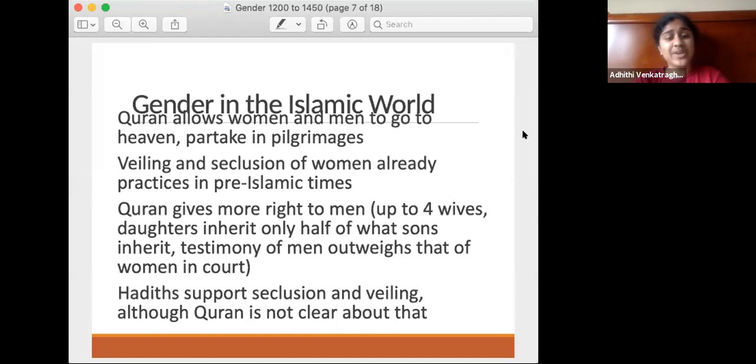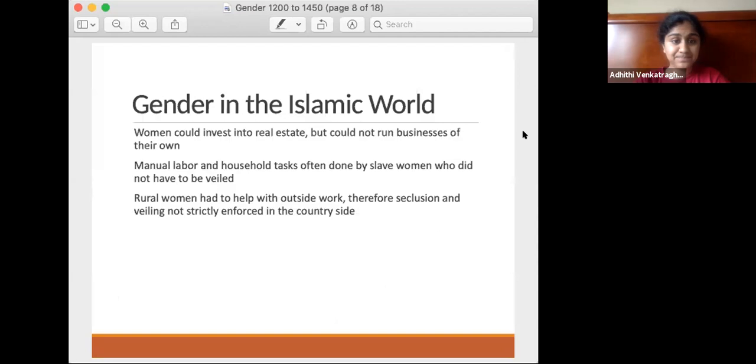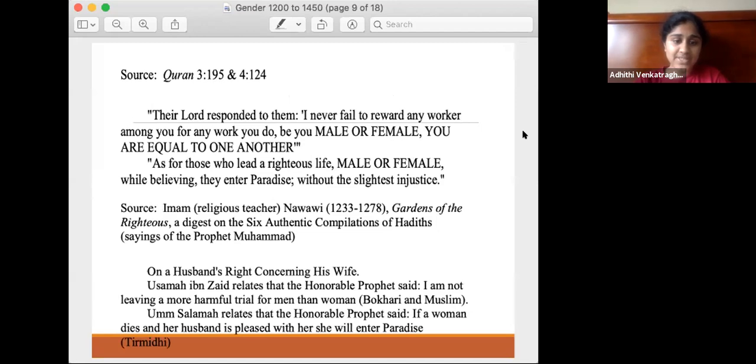Testimony of men outweighed that of women, and hadith supported seclusion and veiling, although the Quran is not entirely clear about that. Women could also invest in real estate, but could not run businesses of their own. Manual labor and household tasks were often done by slave women who did not have to be veiled, and rural women had to help with outside work, and therefore seclusion and veiling was not strictly enforced. This is a piece from the Quran dictating some of the gender relations of Islam.